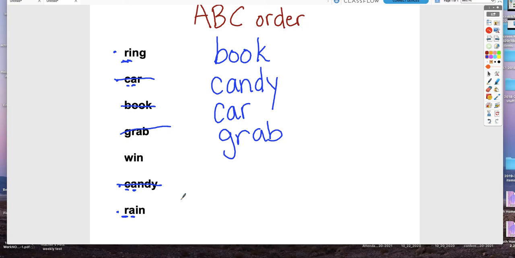Rain. Thank you, Mackenzie. Nice job hearing from you. Rain. R-A-I-N is going to become before ring. R-I-N-G. Very good job. And last but not least, my last word will be win.